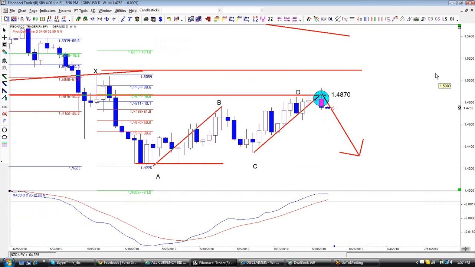Pound dollar, similar setup. Here we have a 786 pullback. AB equals CD converging with that 786 at 148.70. We've been waiting for this level for a few weeks. Bearish engulfing candle.